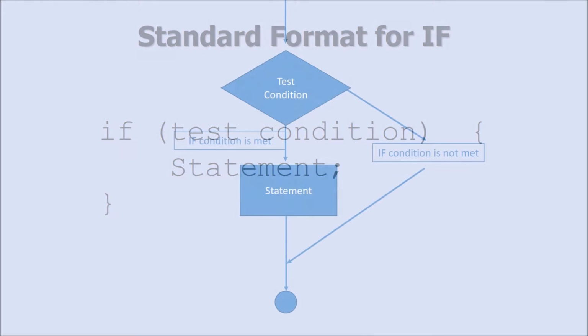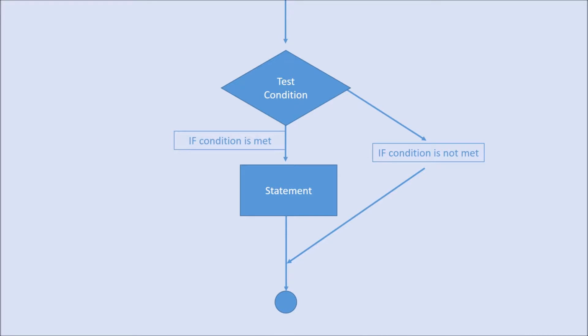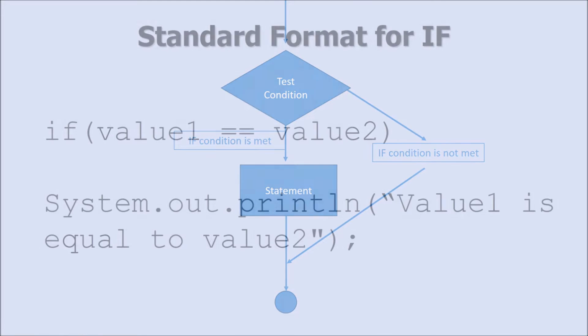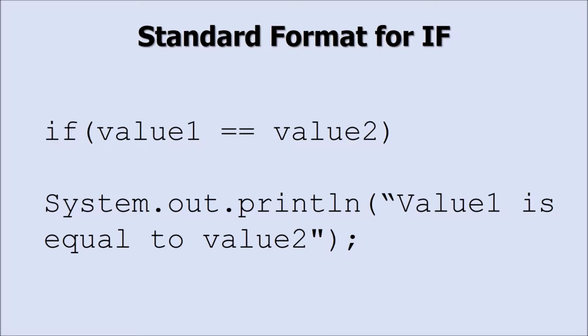Now let's look at a graphical representation of this. Basically what you have is a test condition. If the condition is met, then it goes into the statement. If the condition is not met, it goes around the statement and just continues on to the next thing in the program. Here's an actual example of what code would look like.